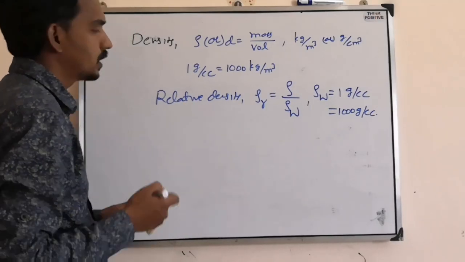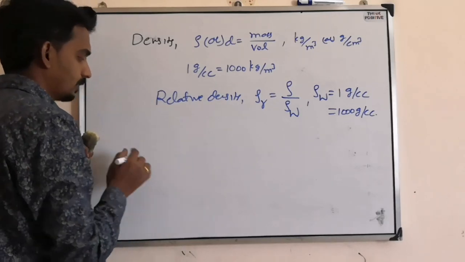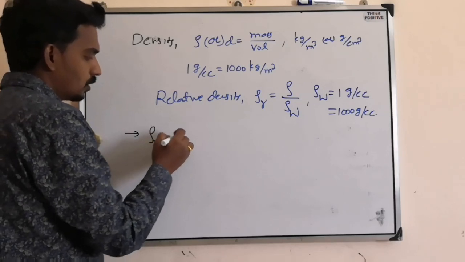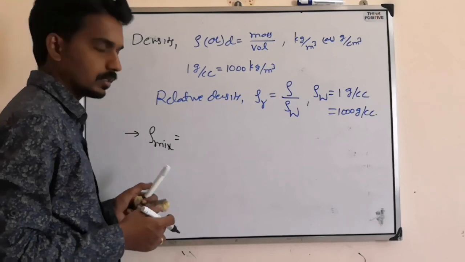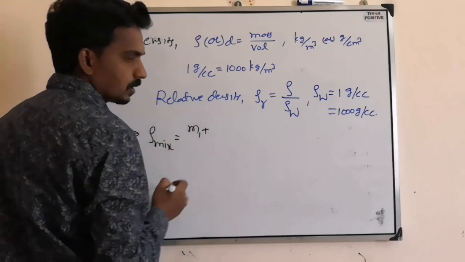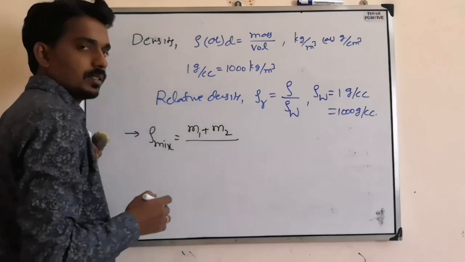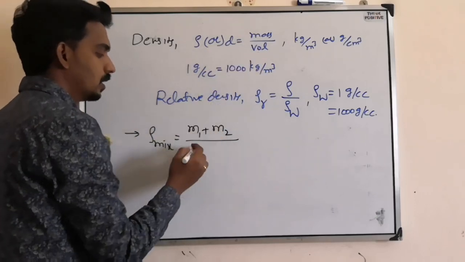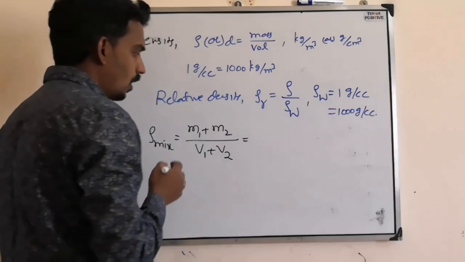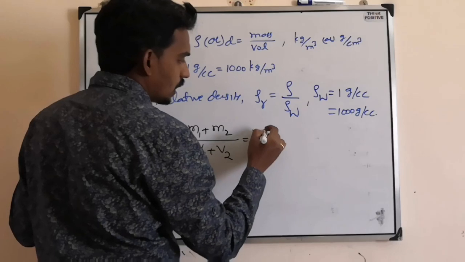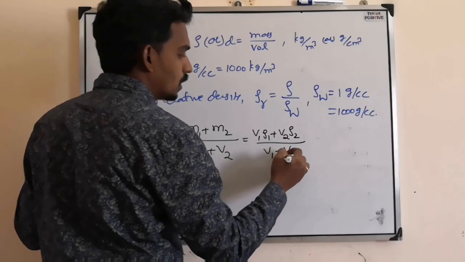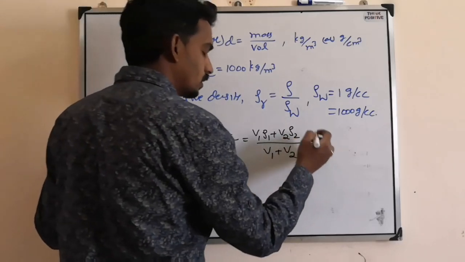Now based on the same density concept, they will ask you one more thing, that is density of mixture. So what is the density of a mixture? When you mix two different substances, the mixture density is the mass of the first substance plus the mass of the second substance, so total mass by total volume: m1 plus m2 by v1 plus v2. Or else m1 we can write as v1 rho 1, and m2 as v2 rho 2, divided by v1 plus v2.